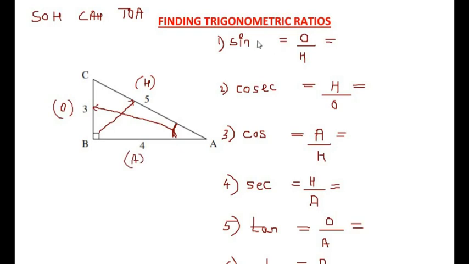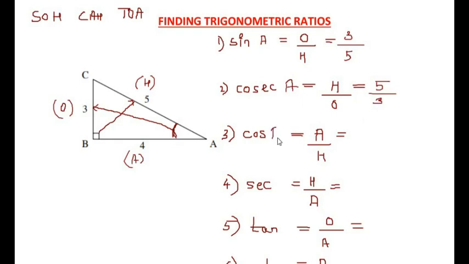Now let us check for sine A. Remember, these ratios are not changing. It still remains as SOHCAHTOA. So for sine A, it is opposite over hypotenuse. Now opposite has become 3 and hypotenuse is 5. Now cosec A, we are just going to reverse it, 5 over 3.